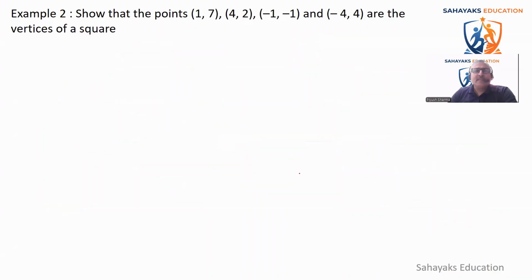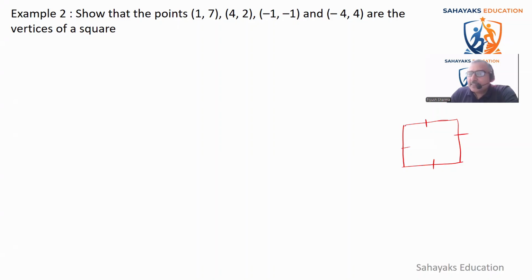So coming to the next question. Show that these points are vertices of a square. If these are the vertices of a square, what are you going to check? We are going to check the distance between these points. If the distance between all 4 points is the same, we can say that all the 4 sides are equal. So it can be a square, but it can be a rhombus also, because a rhombus also has all the 4 sides equal.